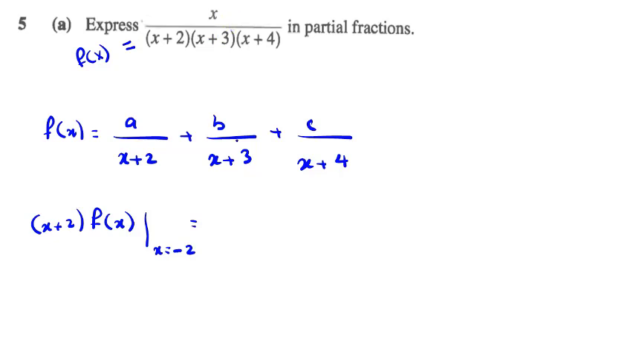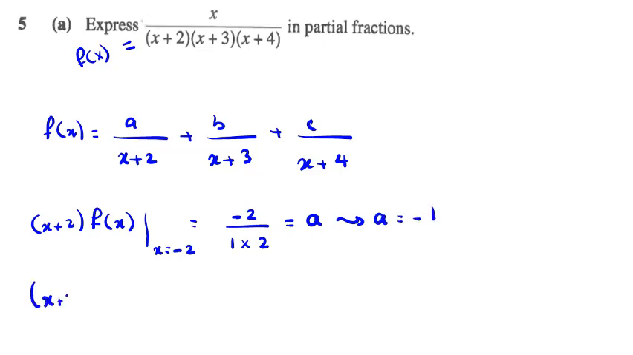Now I multiply x plus 2 by f of x and replace x with negative 2. The x plus 2 will be cancelled. It will be negative 2, negative 2 plus 3 will be 1, negative 2 plus 4 will be 2. If you multiply x plus 2 here and replace x with negative 2, the other terms will be 0, and here it will be a.